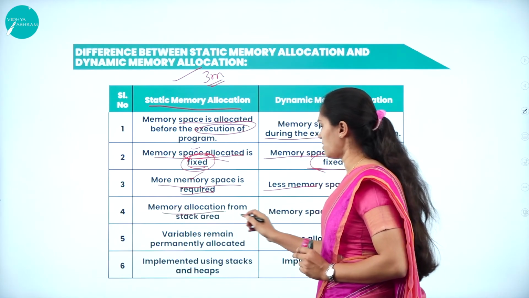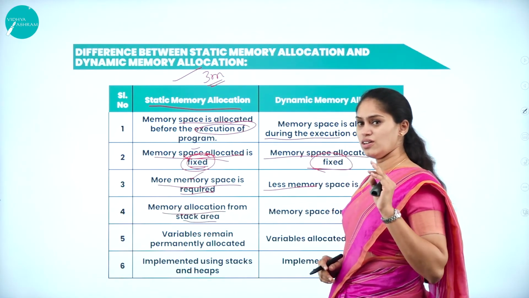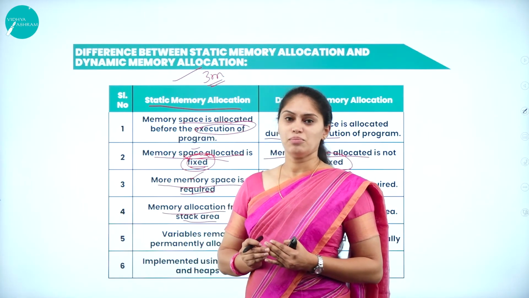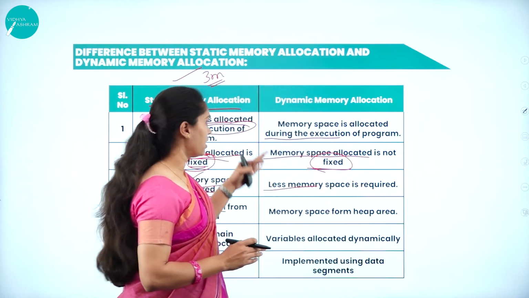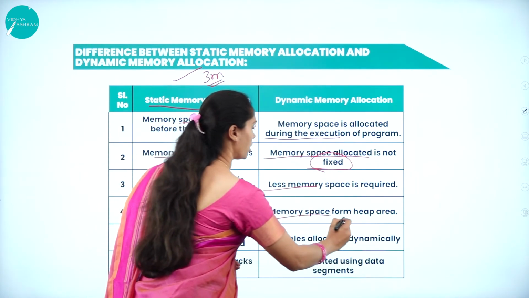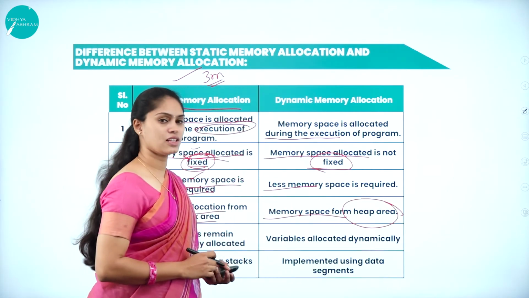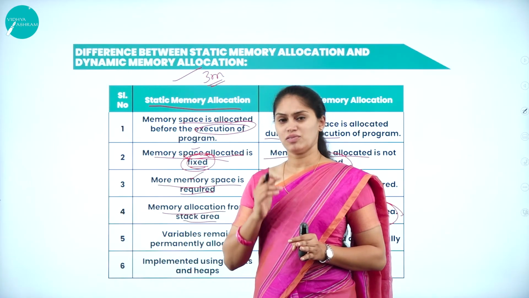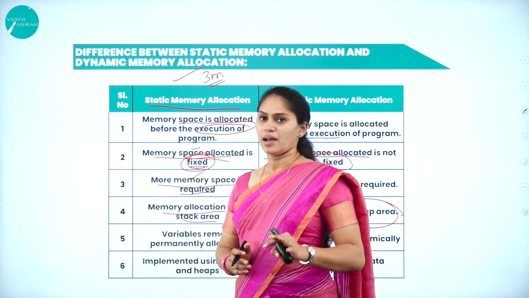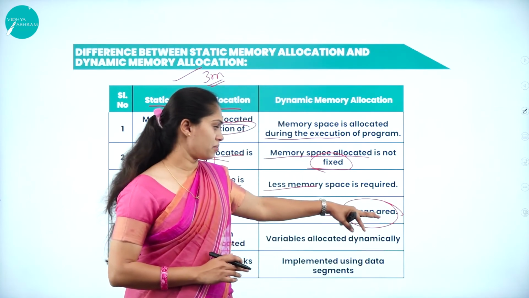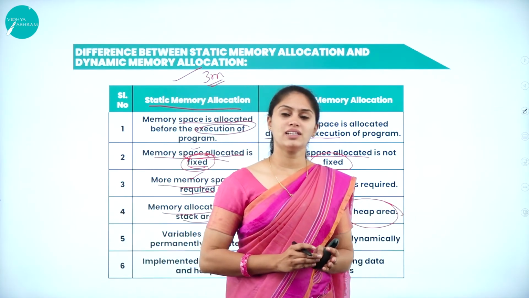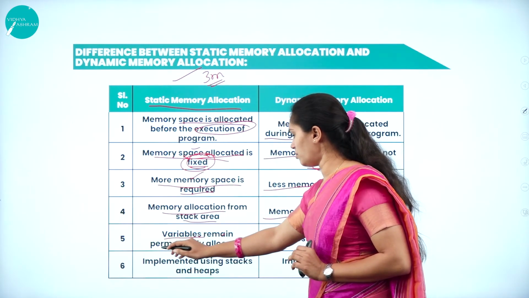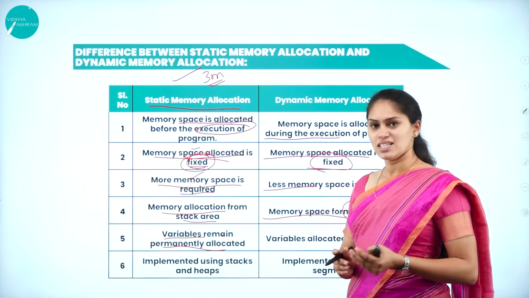So memory allocation will be from the stack area. How will the memory allocation happen? It will happen with the help of the stack area. But coming to dynamic memory allocation, it will happen with the heap area. From the stack area, I allocate memory space by making use of the static memory allocation method. I take memory space from the heap area in order to allocate the memory dynamically.